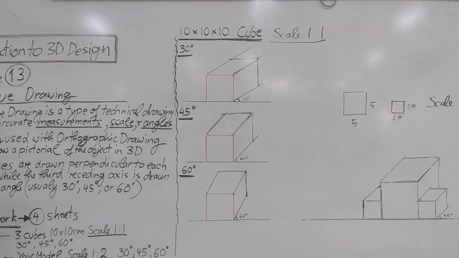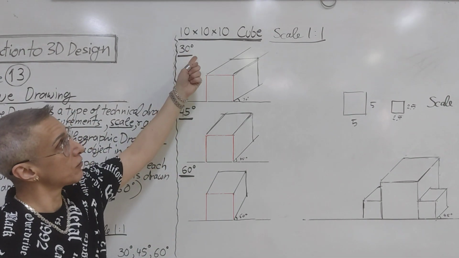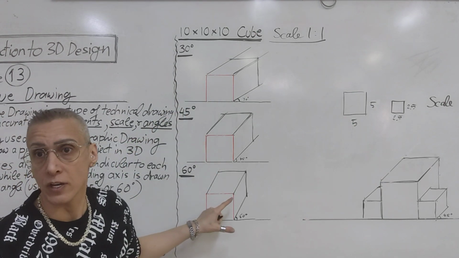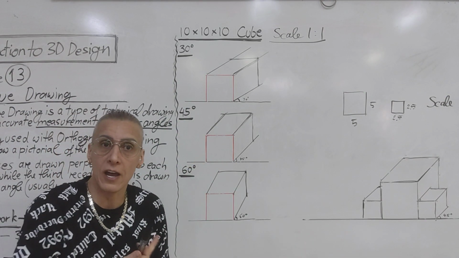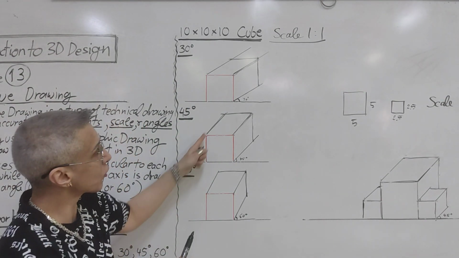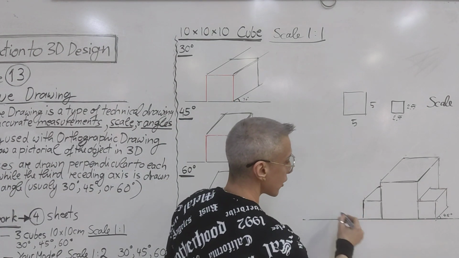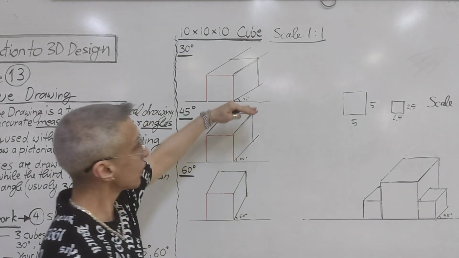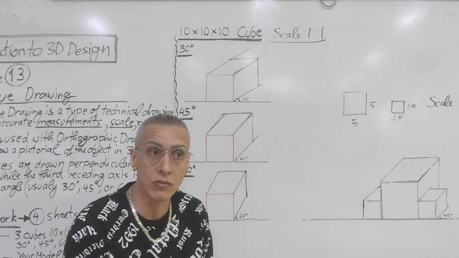The first one, you will draw one sheet, 3 cubes like this, to practice. Each cube 10 by 10 centimeter, scale 1 to 1. You will draw like what I did here, on one sheet, at 30, at 45, at 60, to get the hang of it, okay? You can draw all these cubes on one line, here a cube, here a cube, here a cube, or with 3 separate lines. So this is correct, and this is correct.